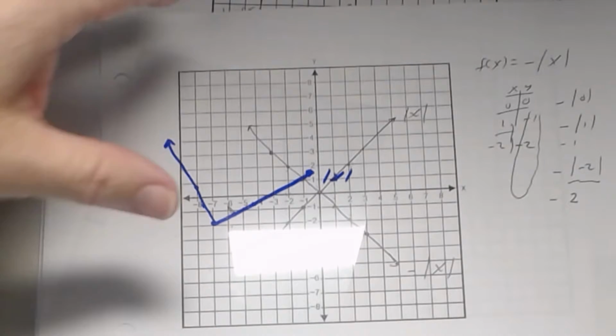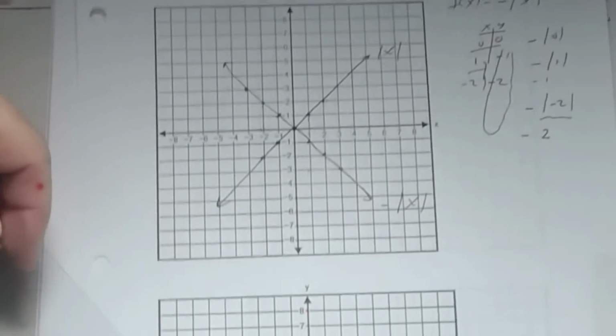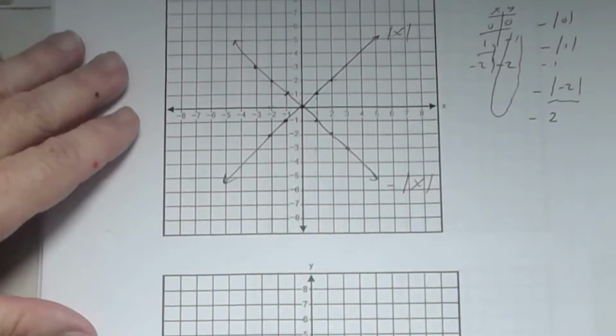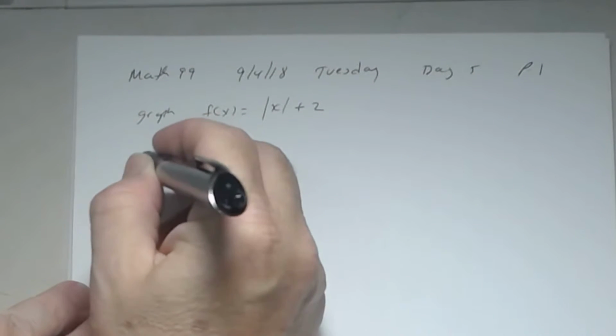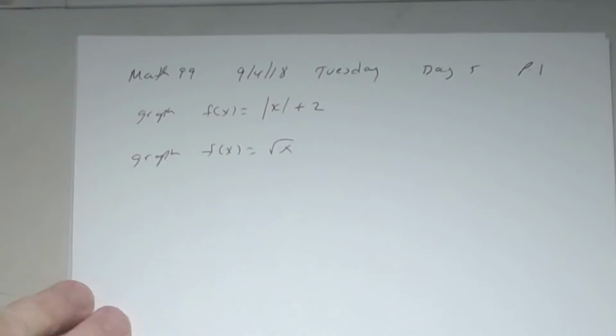Everybody okay with absolute value now? All right. Let's talk about square root. Okay. So to do square root, square root of x. So the square root of x is going to be our parent function.